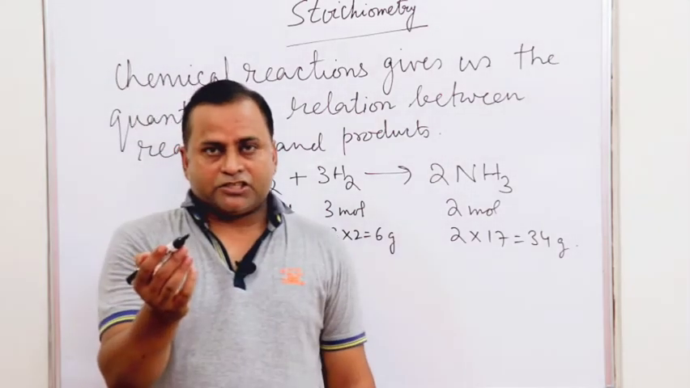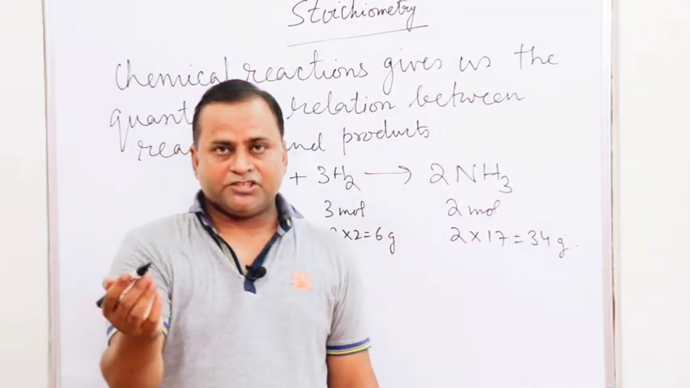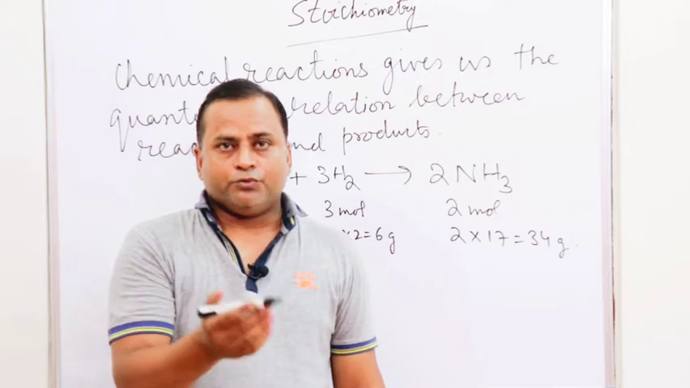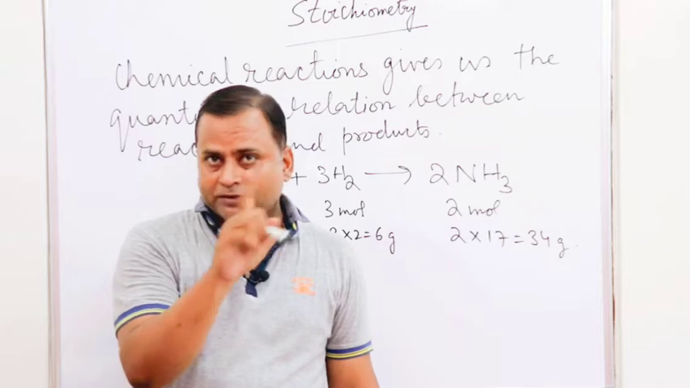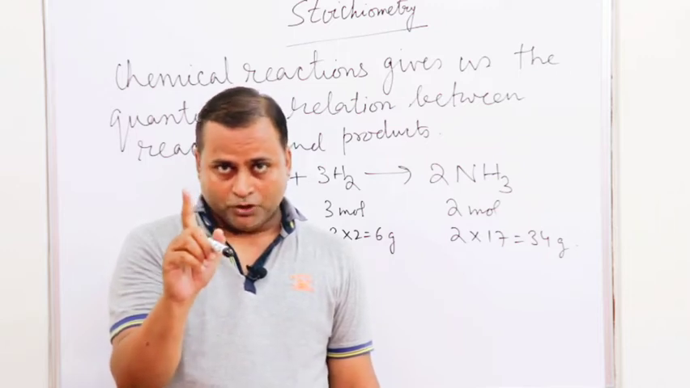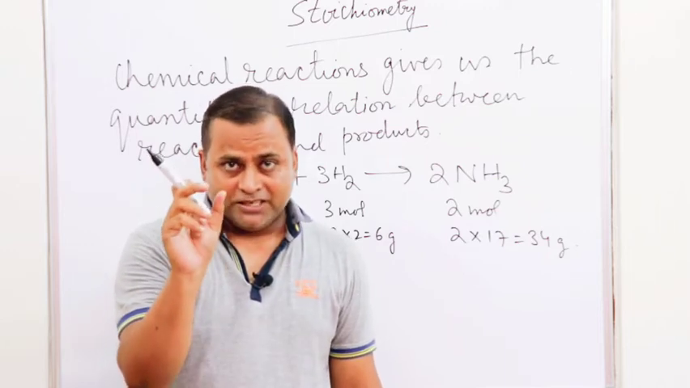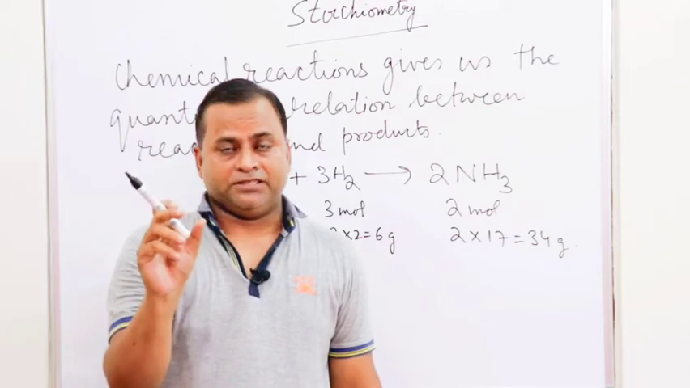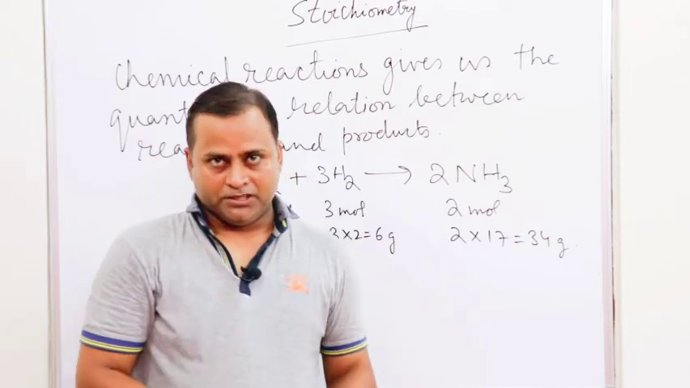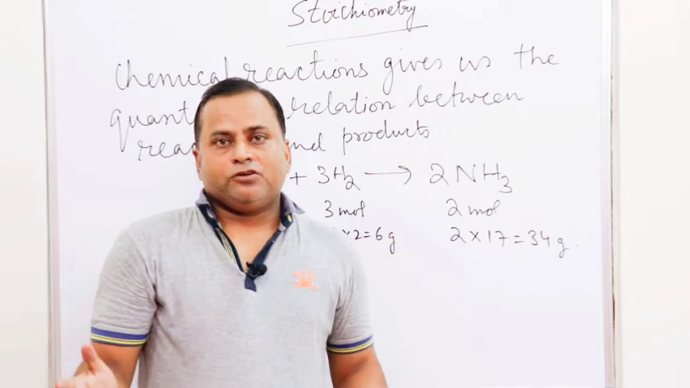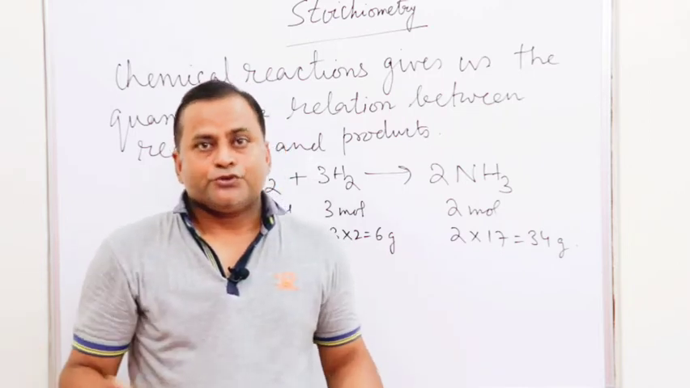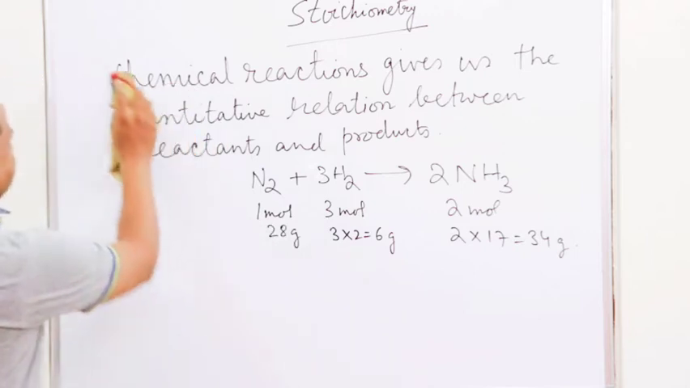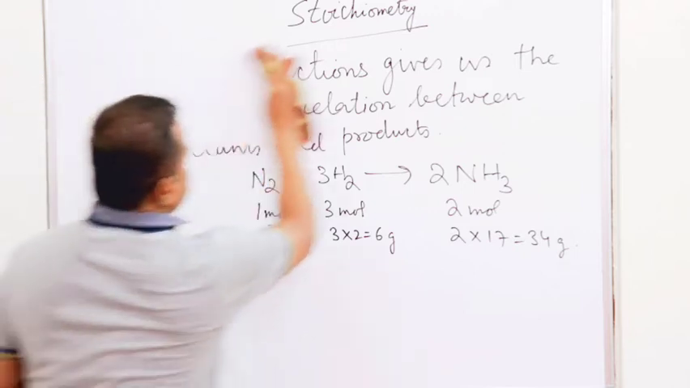So a chemical reaction basically gives us the relationship between what kind of relation? Quantitative. We are not talking about qualitative. Quantitative, that is relationship in terms of numbers between reactants and the products. And when we do calculation based on these numbers, it refers to stoichiometry. So I will write the definition of stoichiometry now.